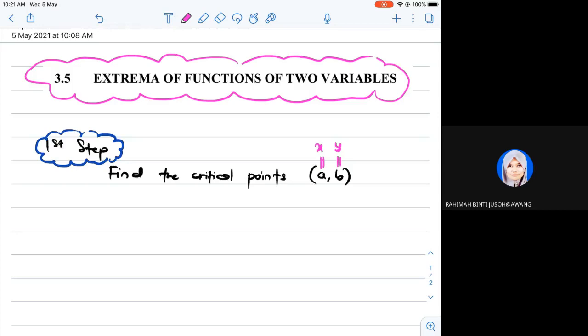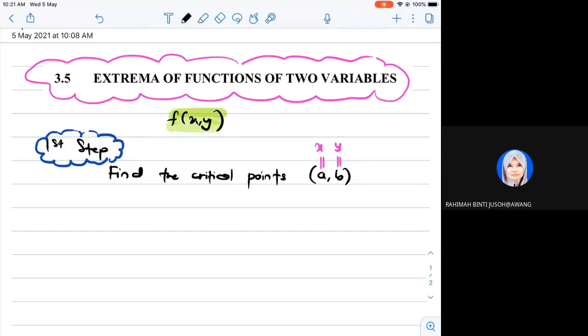So now, how do we find the critical points? Macam mana nak cari critical point ni? First step, we have to differentiate our function. Okay, biasanya kita akan diberi f(x,y) kan? This is our function, given function f(x,y). This is in the question.